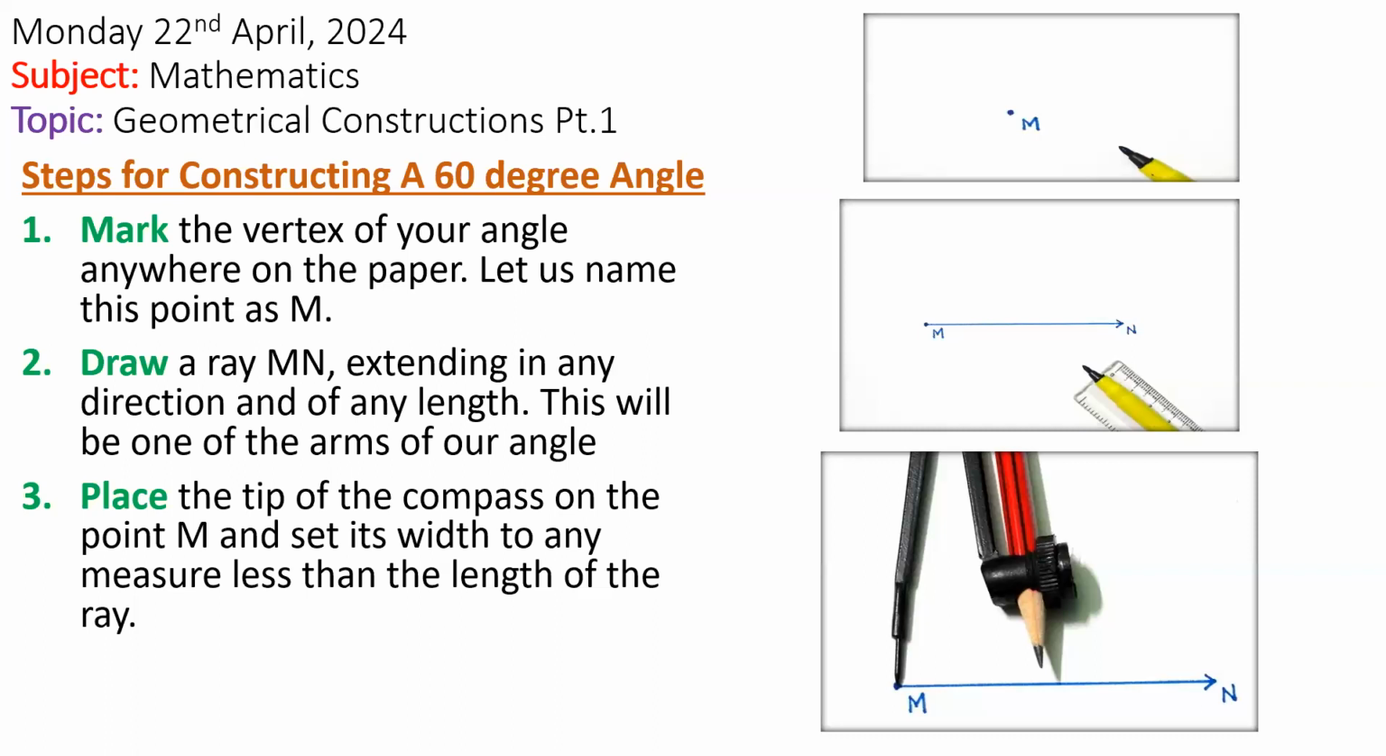Yes, sir. Step one, mark the vertex of your angle anywhere on the paper. Let us name this point as M. Step two, draw a ray, MN, extending in any direction and of any length. This will be one of the arms of our angle. Step three, place the tip of the compass on the point M and set its width to any measure less than the length of the ray. Very good.